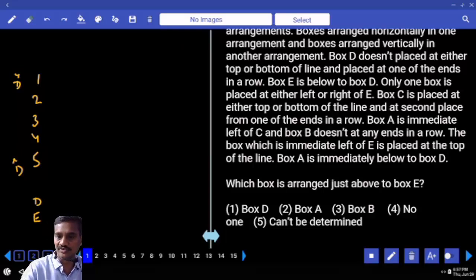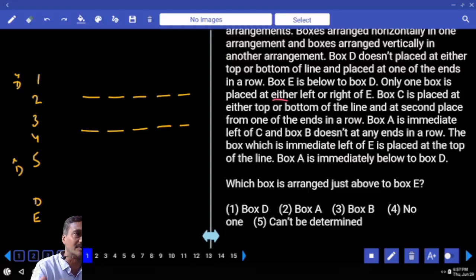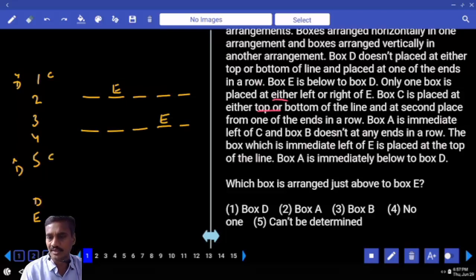And next one, only one box is placed at either left or right of E. How many boxes are there? There is exactly one. That means E can be at the left extreme, second from the left extreme, or second from the right extreme. There are 2 possibilities here. C is placed at either top or the bottom of the line. Now C can be either at this place or here, and second place from one of the ends in the row. Now, second place at one of the ends of the row, C and E will be here.